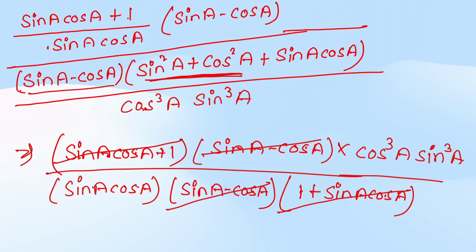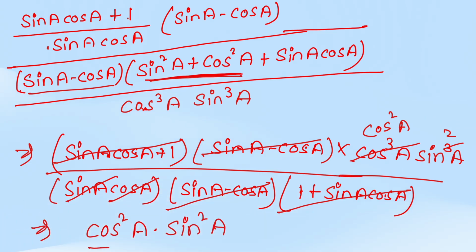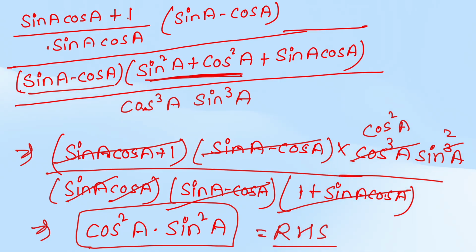It is sin A into cos A. So sin A will cancel out and it will become sin square A. Cos A, when we cancel out, will become cos square A. So your final answer will be cos square A into sin square A, or sin square A into cos square A. That is equal to your RHS and hence proved.